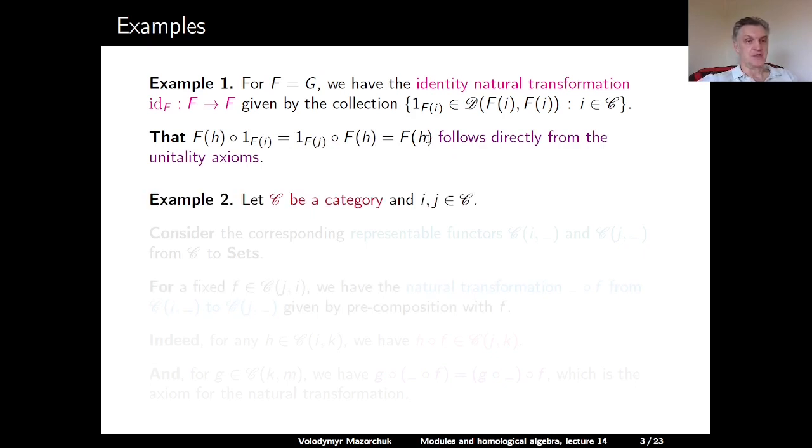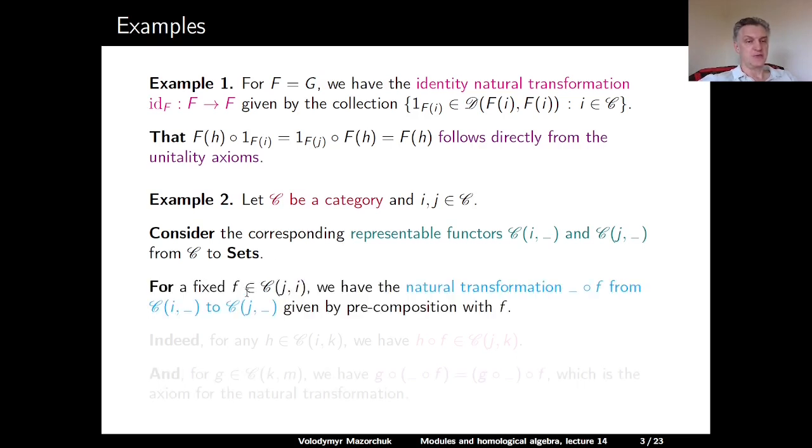Example 2. So let C be a category and I and j two objects in C. Then we have the corresponding representable functors C(I, blank) and C(j, blank). So we take the functor of taking all morphisms in C which start at I and then end in some object, which is the variable of the functor. And we can take all morphisms in C which start with j and they end at some object, which is a variable of a functor. So these are two functors from C to the category of sets.